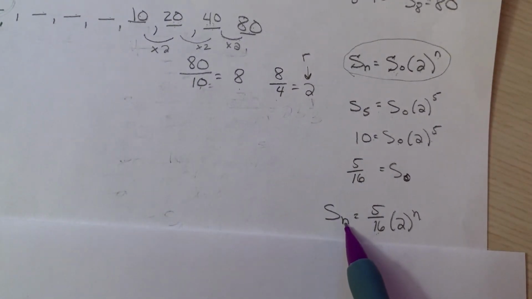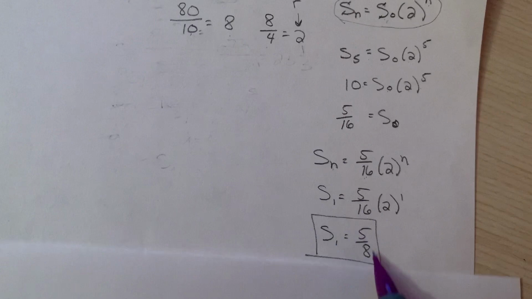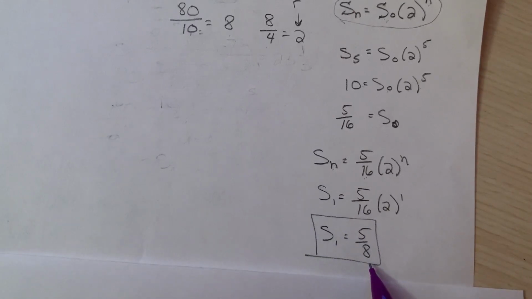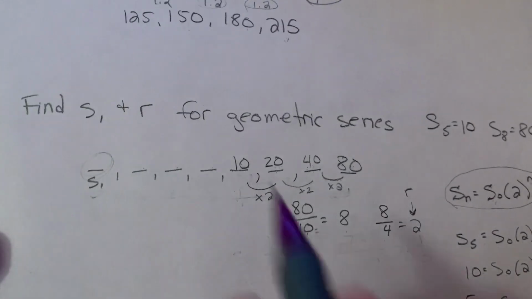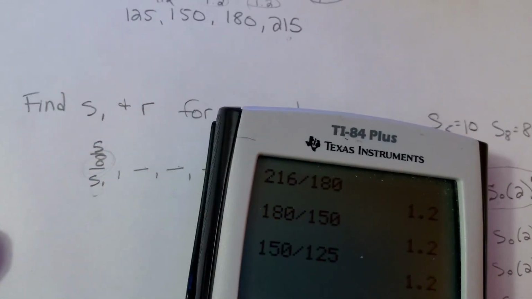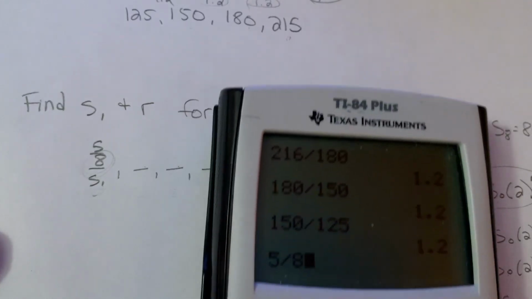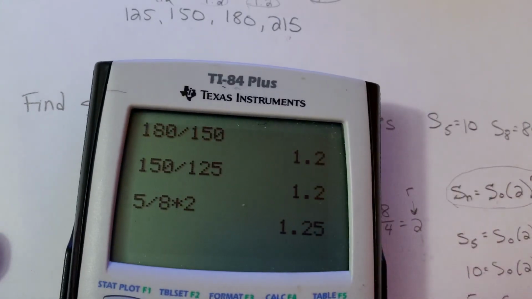So if I want to find S sub 1, I substitute a 1 in here and here. So I would get that, which is 5/8. So this tells me S sub 1 is 5/8. So you should check it though. So I'm going to put 5/8 in here. And then I'm going to go to my calculator. I'm going to do 5 divided by 8. And then I'm going to times it by 2. And what do I get?